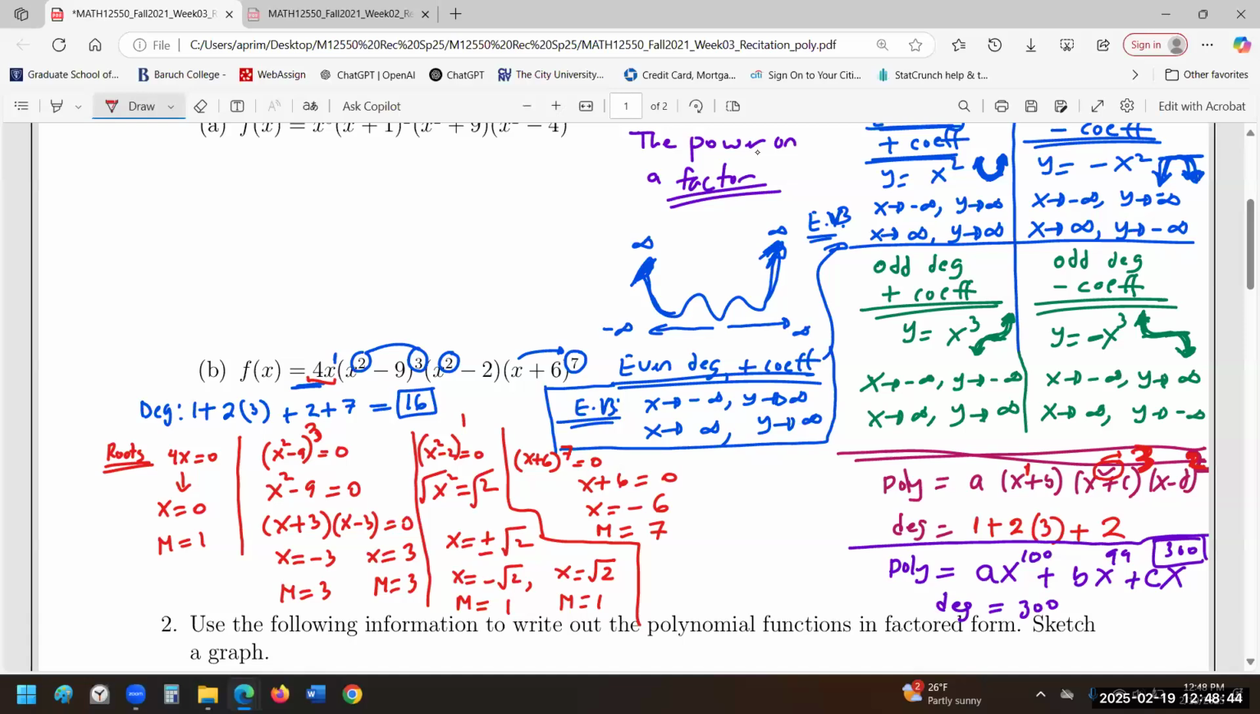For A, you're going to do the same thing. Find out degree by adding all the powers. And based on the degree and leading coefficient, you do end behavior. And then from each factor, you solve for x. And see what's the power for every factor. That would be the multiplicity for each factor. Sorry, each root.